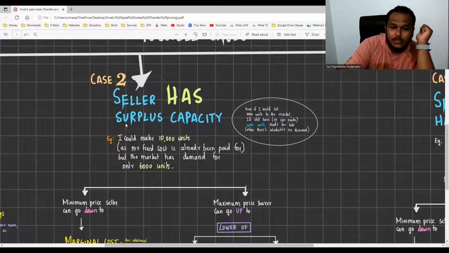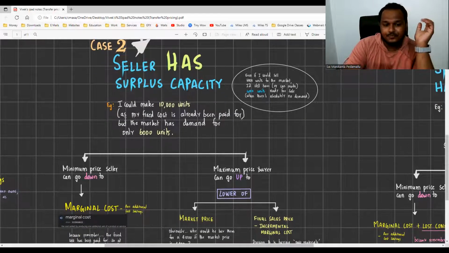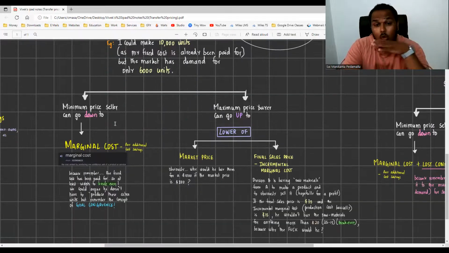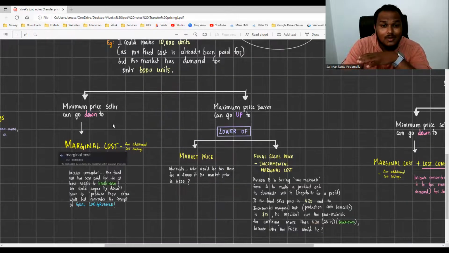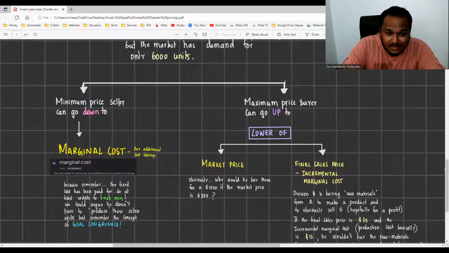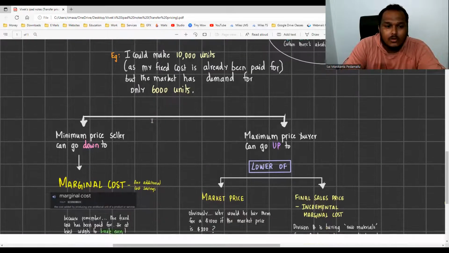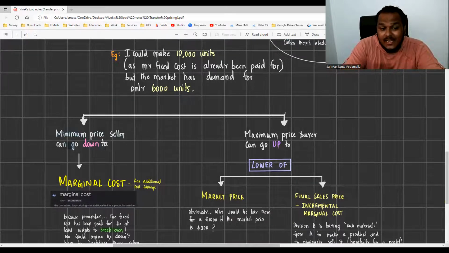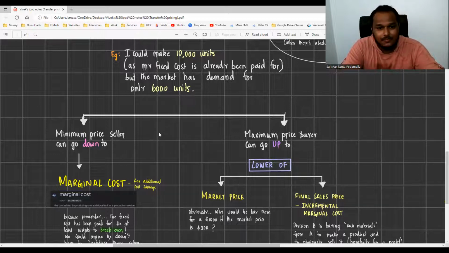So what are we supposed to do in this case? Basically, there is no demand for your product, so you cannot demand a higher price from your buyer. In that case, the minimum price that the seller can go down to, but I would make an additional note point here, Vivek. I believe you can make that now also. The minimum price the seller can go down to is for the surplus capacity, not for the total capacity. Only for the surplus capacity.